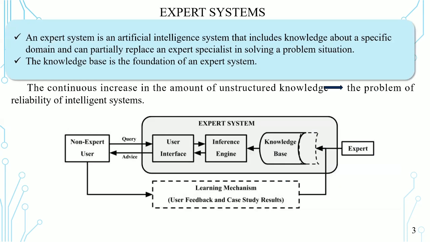So just briefly about the expert systems, that's just the artificial intelligence system that includes knowledge about the specific domain that can partially replace an expert specialist in solving a problematic situation. So particularly, we're talking about the knowledge in material science and different properties and characteristics of materials. In the foundation, in the core of the expert system is the knowledge base. And the problem is that because of the continuous increase in the amount of unstructured knowledge in material science, it leads to the problem of reliability of such intelligent systems.